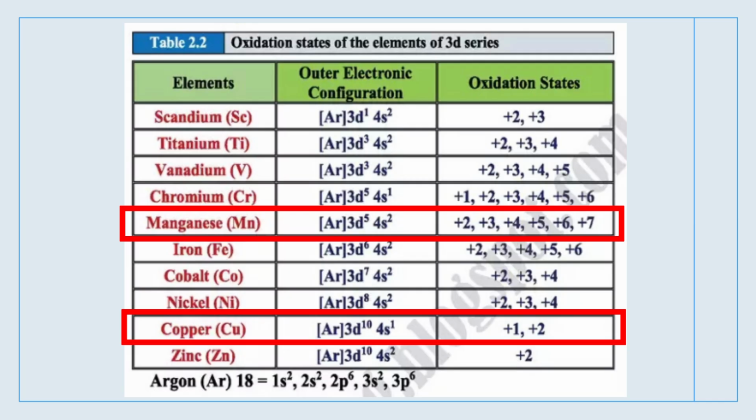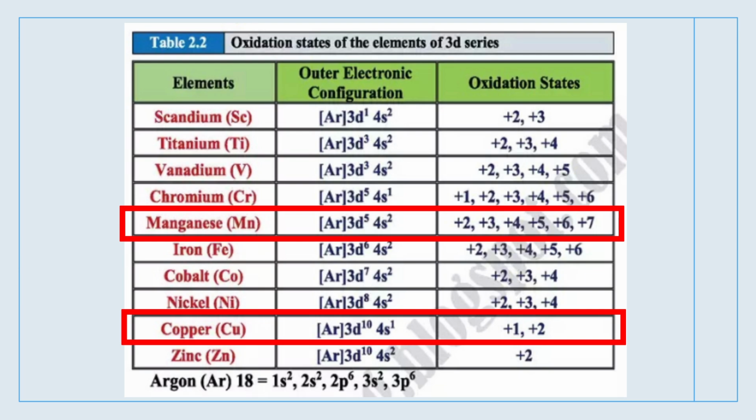By 3D series, it means the elements of the fourth period, and we will study the elements scandium to zinc. In this table, along with the elements, you have their outer electronic configuration as well as the oxidation state. You can see that there is variable oxidation state for the elements of the 3D series. For scandium with the outer electronic configuration of 3d1 and 4s2, it shows +2 and +3. For titanium, it shows +2 till +4.